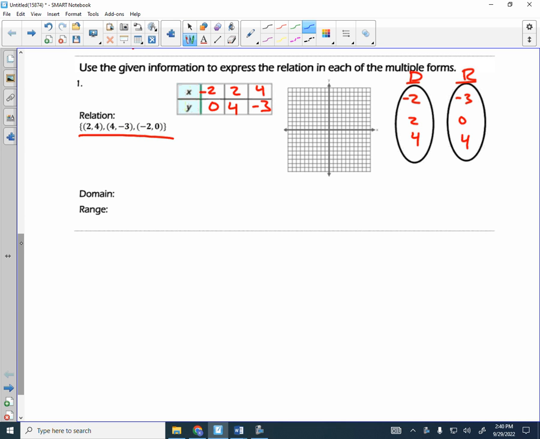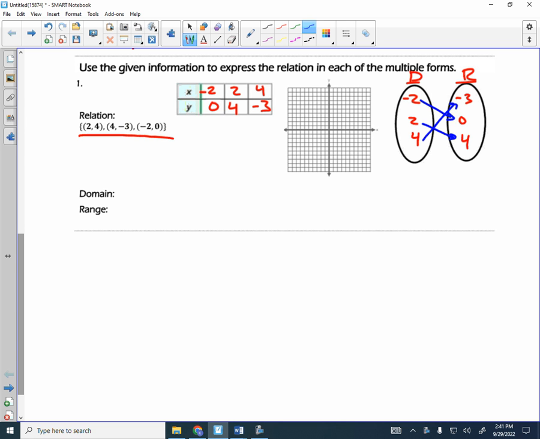So when we determine if something's a function, we look at the mapping. What does -2 from the domain map to in the range? It maps to 0. So did -2 go to just one spot? So that's okay so far. What does 2 map to? 4. And 4 maps to -3. So is it a function, yes or no? It is, because each of these just goes to one range output.